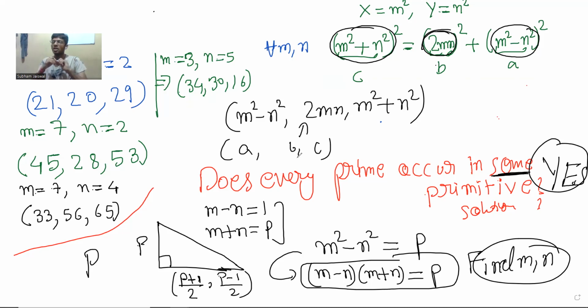That's one question. Second question is, which primes can occur on the hypotenuse? We show that not all primes, like 7, can occur on the hypotenuse. But okay, I'll share the details of that. It can be a little confusing. So these are the things. There are some interesting things.